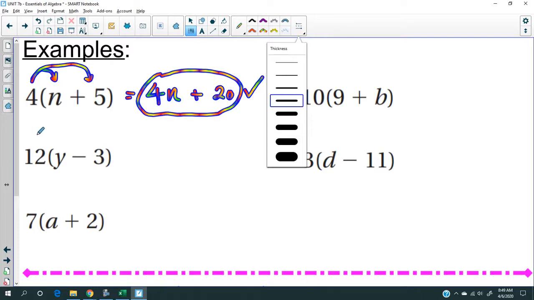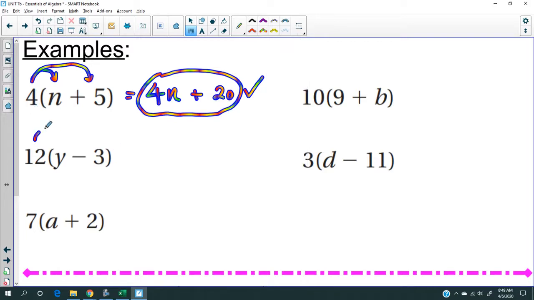So here again, double rainbow time, which means multiplication. 12 times y is 12y. 12 times, now this is a minus, 12 times 3 is what? Yep, 36. Why don't you try these 3 on your own? Press pause, try these 3 on your own, because I don't think these are so difficult that you can't do it immediately. Press pause, do these, and then we'll come back and go over it.